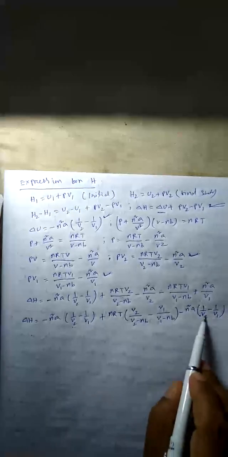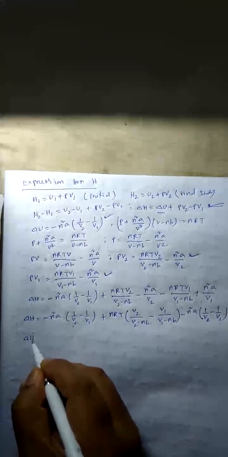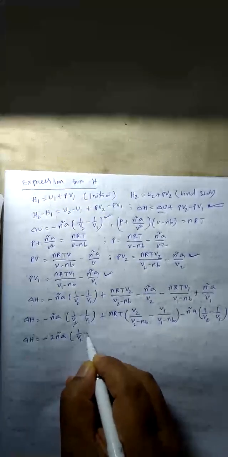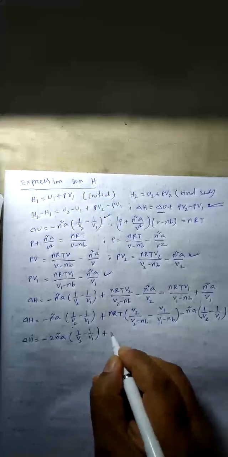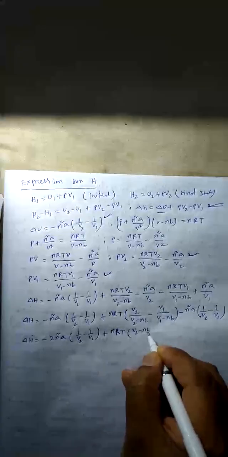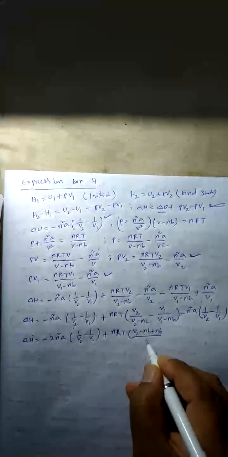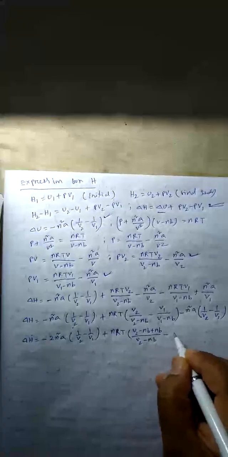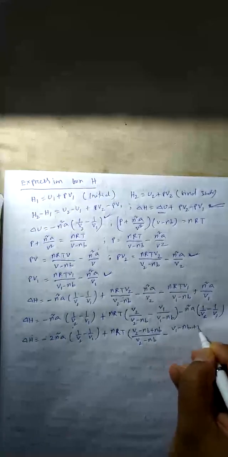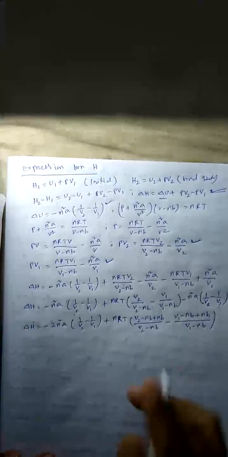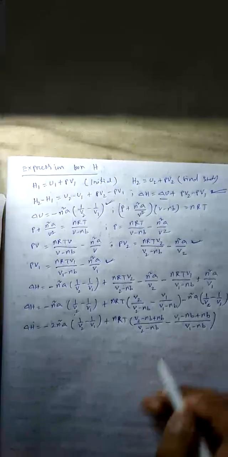Now you see, this one and this one both are the same. So now you add these two. We get delta H is equal to minus 2n square A times 1 by V2 minus 1 by V1, plus nRT, here V2 minus nb plus nb. We add and subtract, we subtract and add, that means cancel. Then minus V1 minus nb plus nb divided by V1 minus nb. Now you make these two: V2 minus nb, V2 minus nb, nb by V2 minus nb.